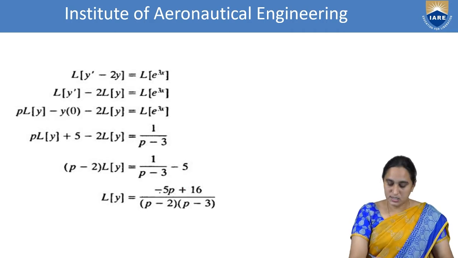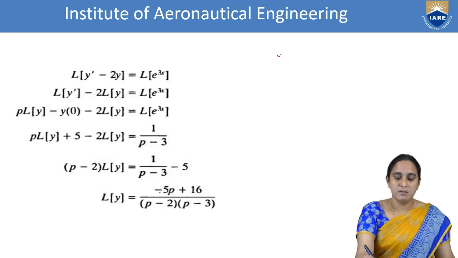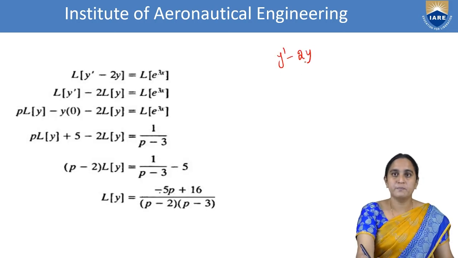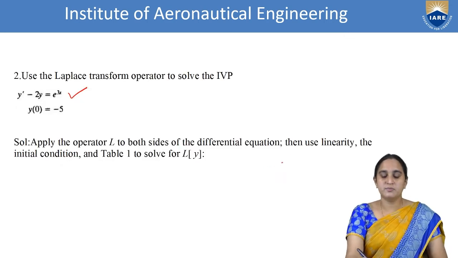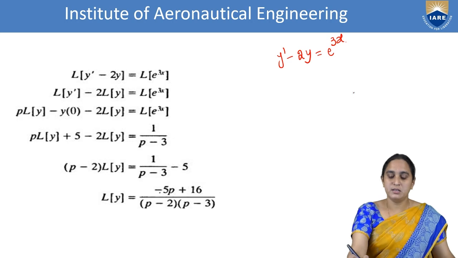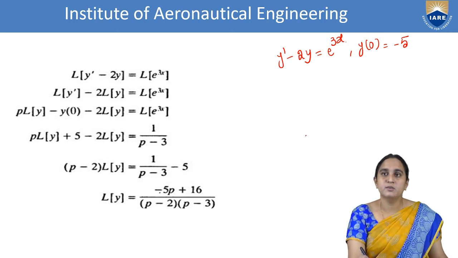What is the given question form? y' - 2y = e^(3x). This is the question. And what is the initial condition for that? The initial condition is y(0) = -5. This is the given question form, and the initial condition is y(0) = -5.